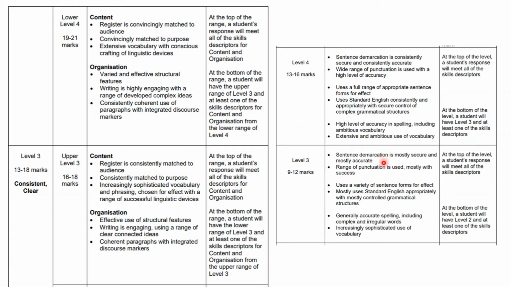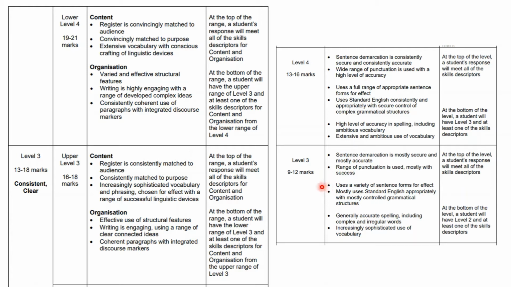So for SPAG, its sentence demarcation is mostly secure and mostly accurate, so this is our ability to use commas and full stops to separate sentences. Range of punctuation is used mostly with success, so that's use of commas, exclamation marks, question marks, semicolons, colons, brackets, dashes, hyphens, all of those things, and I am going to teach you those in detail. But for now, I would rather we focus on our ability to use simple punctuation accurately before we can use a range of punctuation accurately.